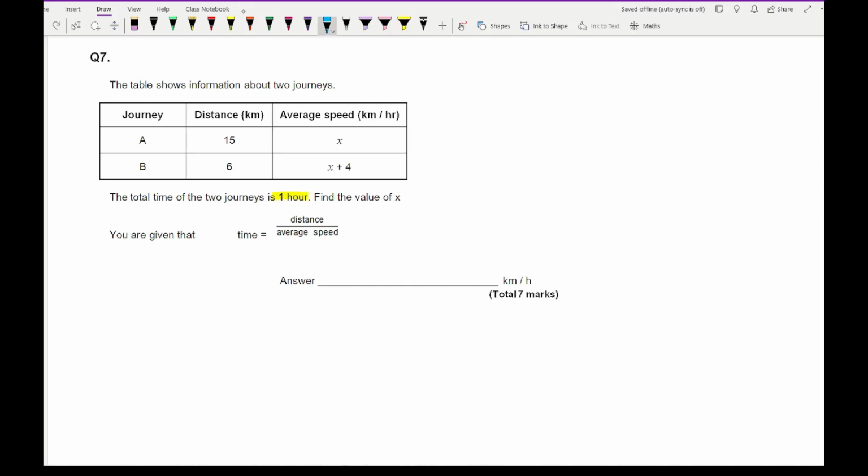So we know that time equals 1, so the total time equals the time of A plus the time of B. So to work out the time of A, that's going to be the distance, which is 15, divided by x, which is the average speed, plus the distance of B, which is 6, over x plus 4, and that equals the total time, which is equal to 1. Now that in itself will probably get you 1 mark, or a starting mark, and you can see where this is 7 marks. Now don't be too concerned about the kilometers per hour, because we're working out x and x refers to speed. That's the only units of what x is.